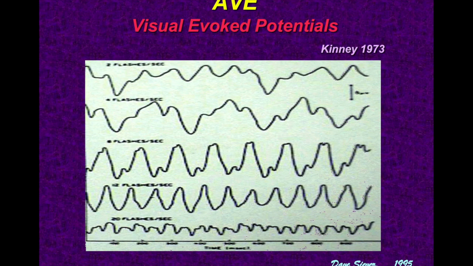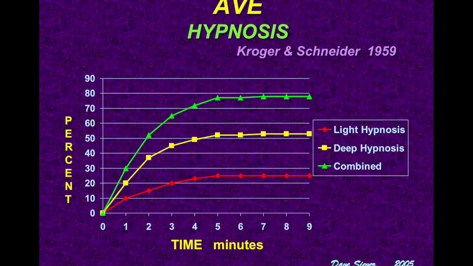At 4 flashes per second, we can see now there's certainly getting to be a rhythm that's starting to occur. The third trace down is at 8 flashes per second, and here we can see that the brain is responding now very well at 8, and very clear entrainment effects from that. 12 is even more clear, and 20 is fairly clear as well at the bottom.